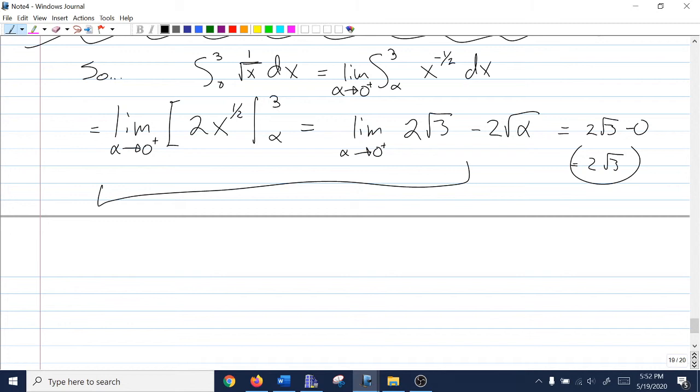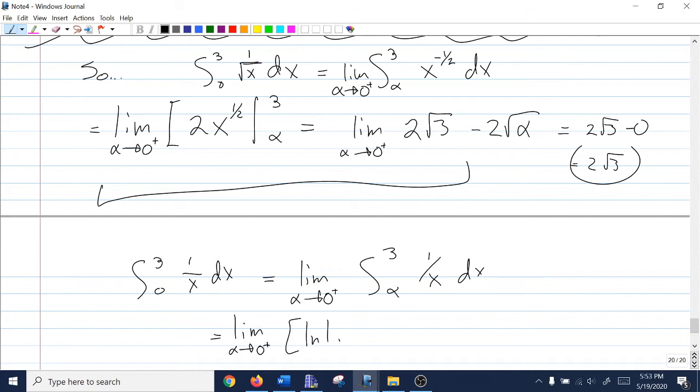If I had 1 over x, what's the integral from 0 to 3 of 1 over x? Well, 1 over x goes crazy at 0 also. So this is going to be the limit as alpha goes to 0 from the right of the integral from alpha to 3 of 1 over x dx. What's the integral of 1 over x?